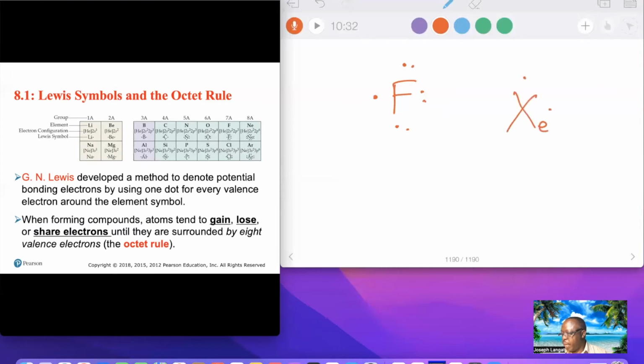Except for helium, all group 8A elements will have 8 electrons, paired, representing the valence electrons.